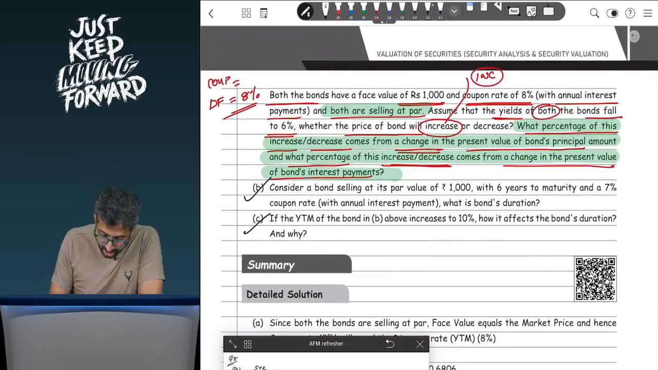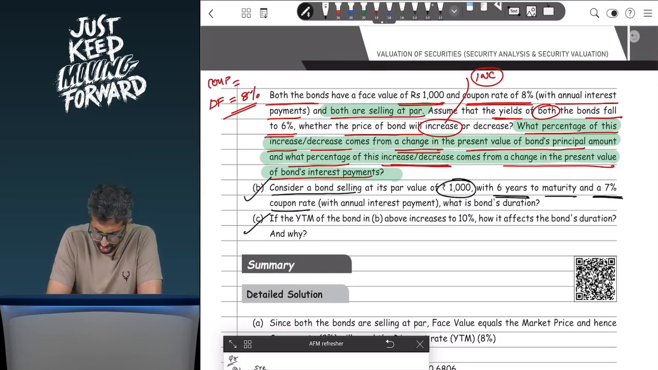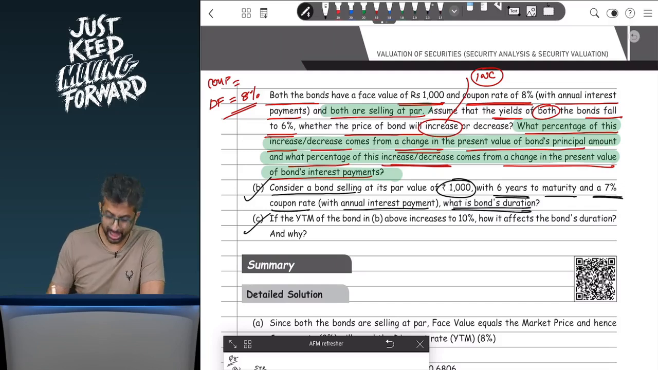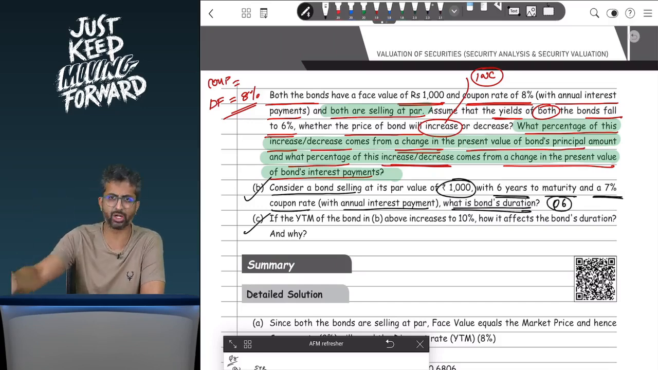Point B says, consider a bond selling at its par value of 1000 with 6 years to maturity and a 7% coupon rate, with annual interest payment. What is the bond's duration? It is as if you are solving question number 6 or 7, I think, that we did. We are just asked to find the duration. That is it.